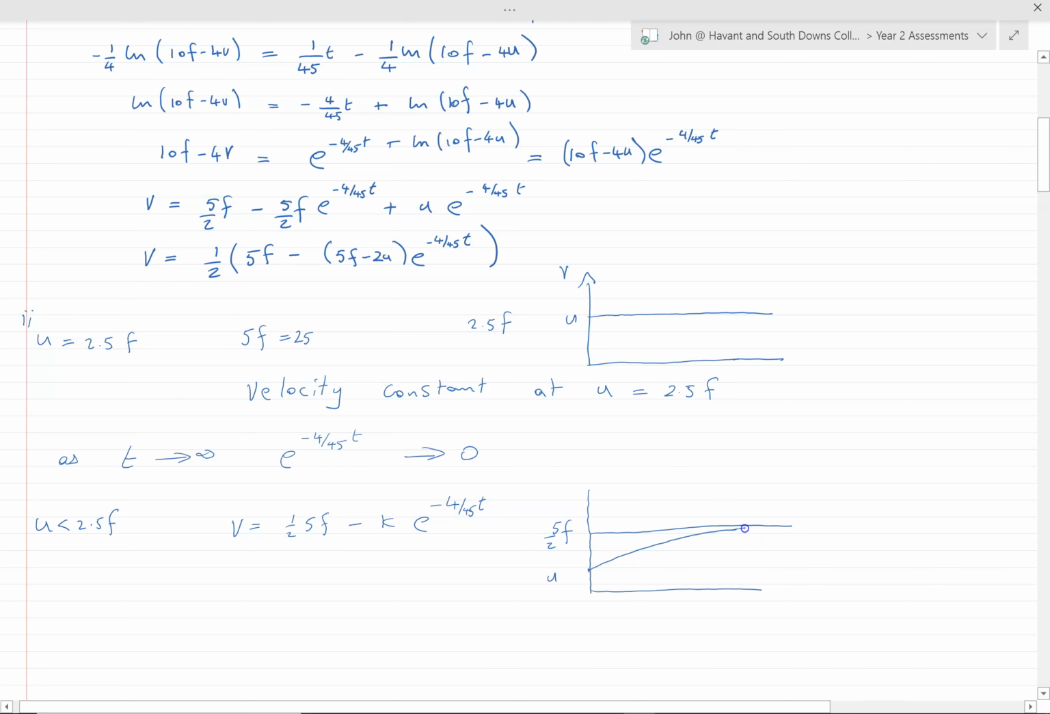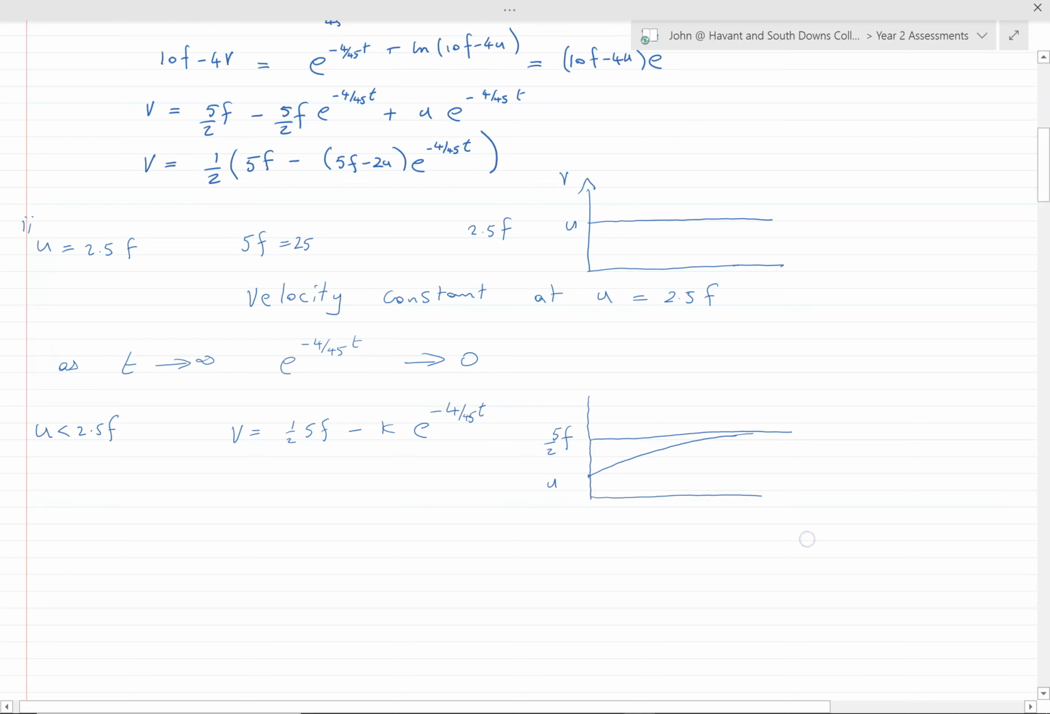Okay, it increases because this will have its maximum value when t is equal to 0, and you're taking it away, and it becomes less and less and less. So it increases towards the quantity 5 over 2f. So we better write that in words. I know there's only 3 marks, but we need to make sure we get them. Velocity increases towards 5 over 2f.